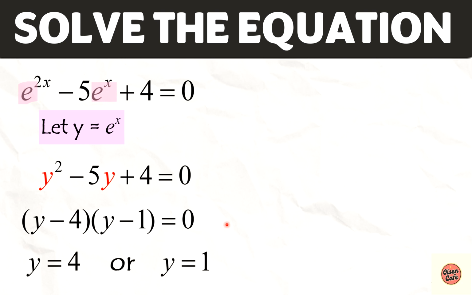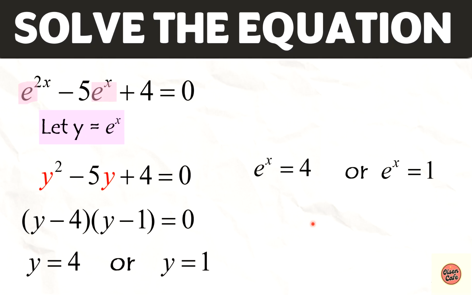So solving this, I will be able to get y equals 4 or y equals 1. Very simple, isn't it? Now, let's take a look. What is y? y is e to the power of x, isn't it? So I'm going to replace y. So I have e to the power of x equals 4, or e to the power of x equals 1. Again, we have learned the basics and revised earlier on.